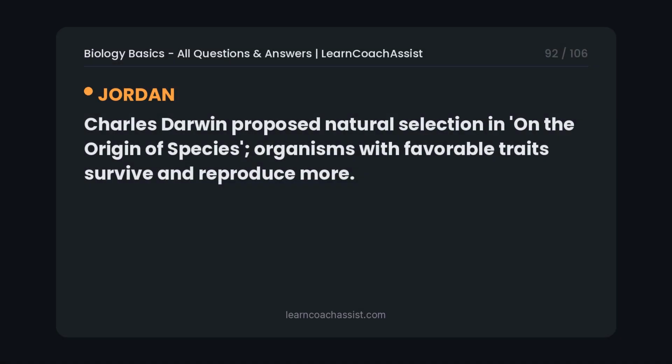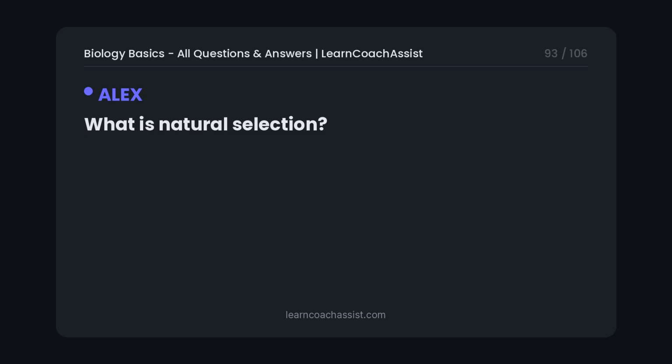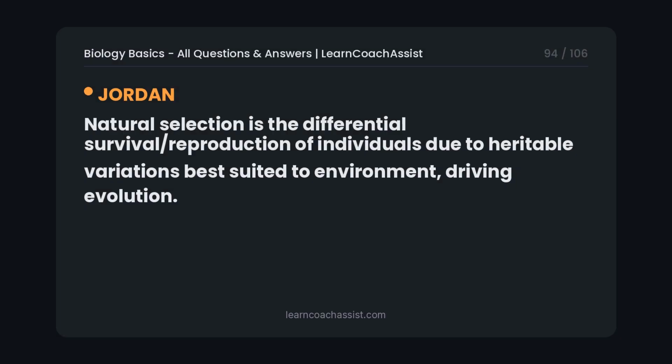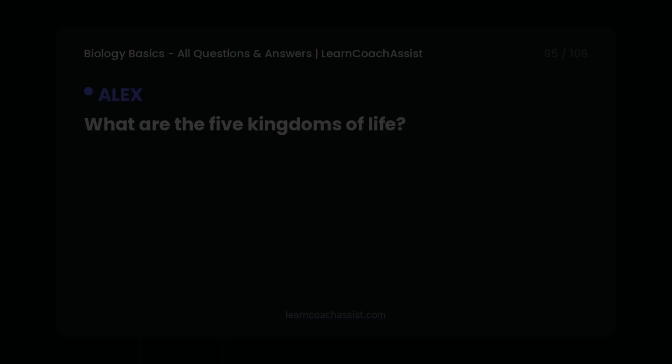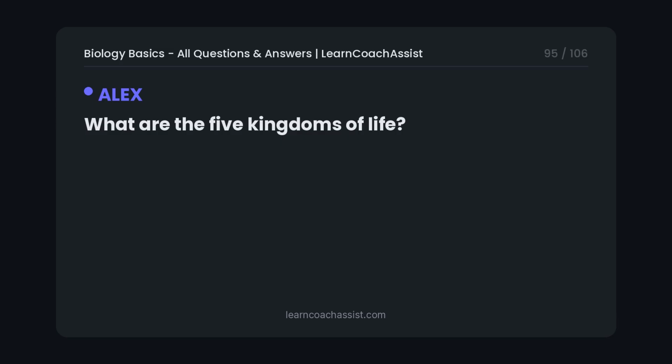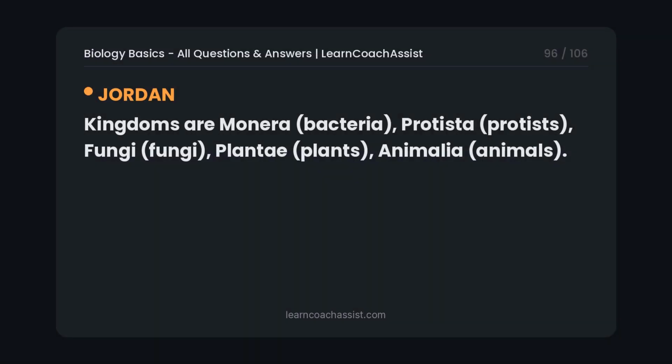Charles Darwin proposed natural selection in On the Origin of Species. Organisms with favorable traits survive and reproduce more. What is natural selection? Natural selection is the differential survival and reproduction of individuals due to heritable variations best suited to the environment, driving evolution. What are the 5 kingdoms of life? Kingdoms are Monera, bacteria; Protista, protists; Fungi; Plantae, plants; Animalia, animals.